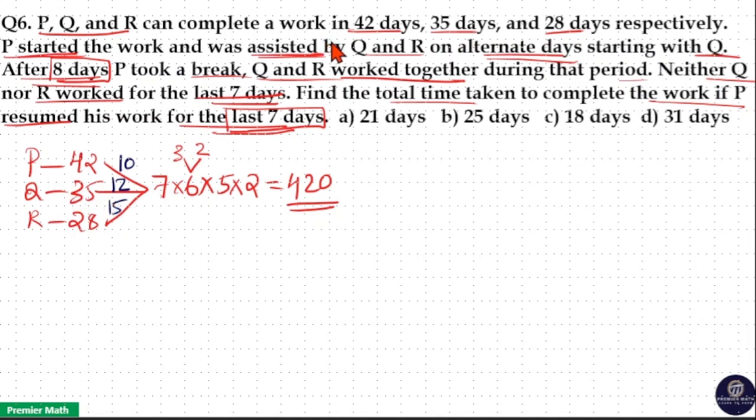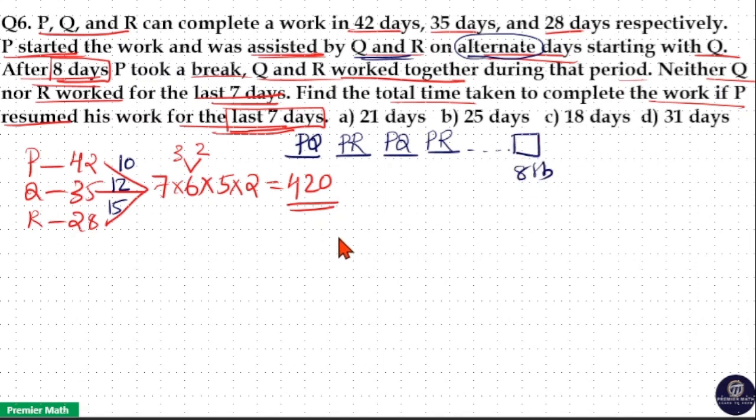And here the question says P started the work and was assisted by Q and R on alternate days. Starting with Q means PQ first worked, then second day PR worked. Again third day PQ worked, fourth day PR worked. So this continues till the 8th day, which means till the 8th day, PQ, PR, PQ, PR, this pattern continues.